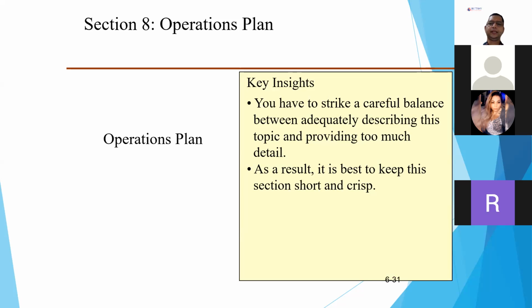Basically, you have to strike a careful balance between adequately describing this topic and providing too much detail. Sometimes potential investors don't need much detail, but as an owner, how you will operate, you need to know all these things. So in writing the business plan, you can give an overview of the business operations plan. You really don't need to detail all these things. So it will be best for you to keep this section short and crisp, right?